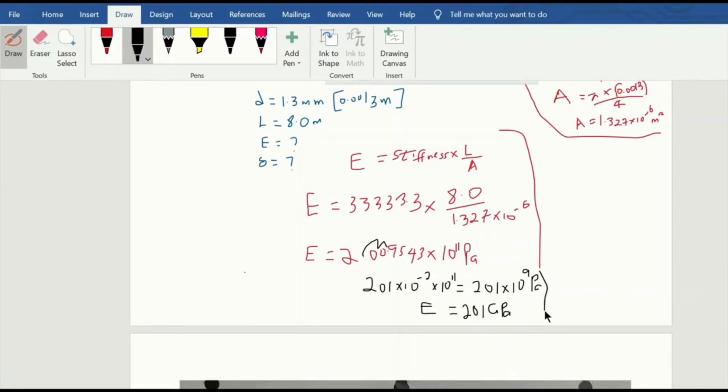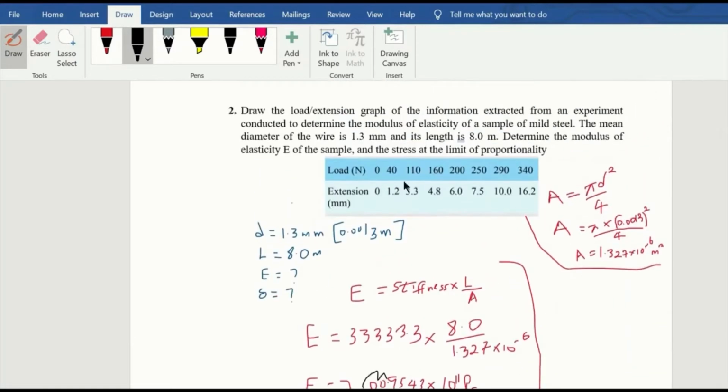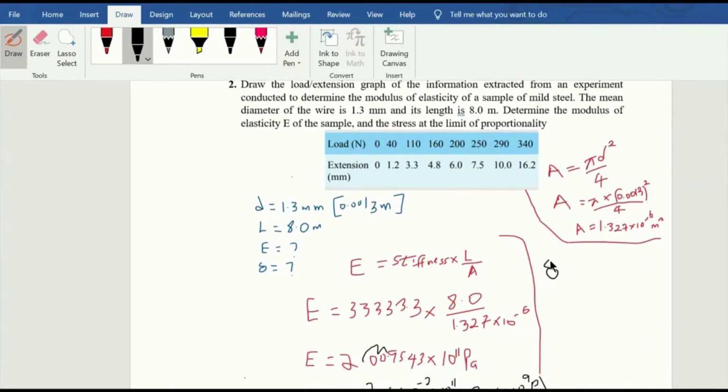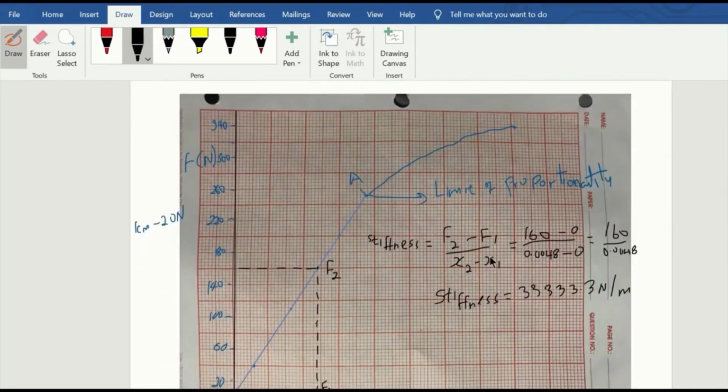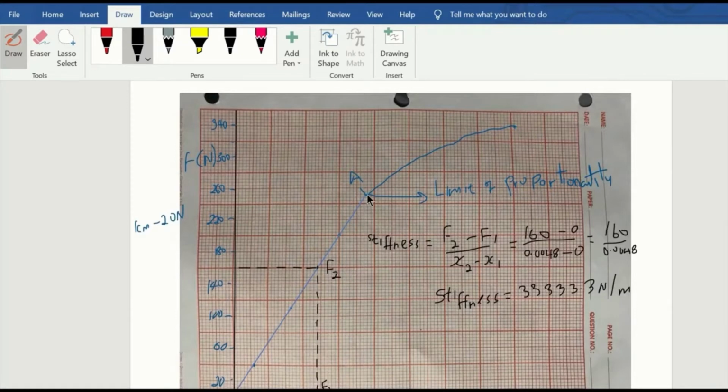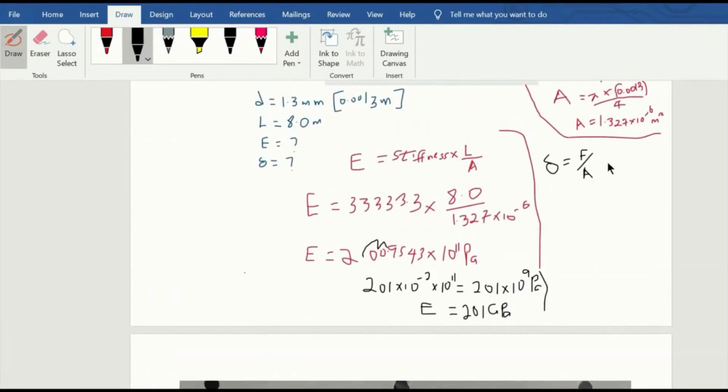But it's not finished right here. We are asked to find the stress at the limit of proportionality. So the stress we know is stress is equal to the force over the area. Now, the stress at the limit of proportionality is the point on the graph where the line starts to bend. So this point right here is the limit of proportionality. And the force at this point is 250. So therefore my stress is equal to what?